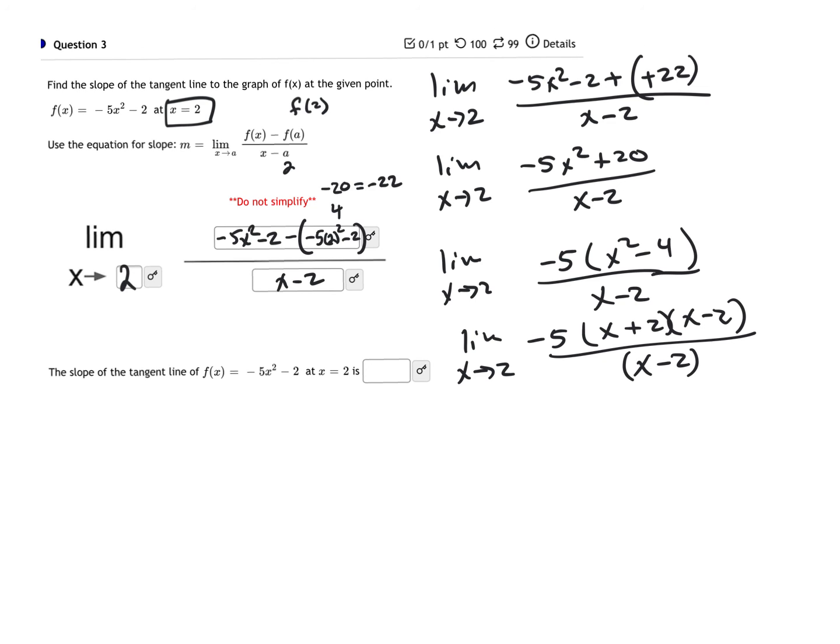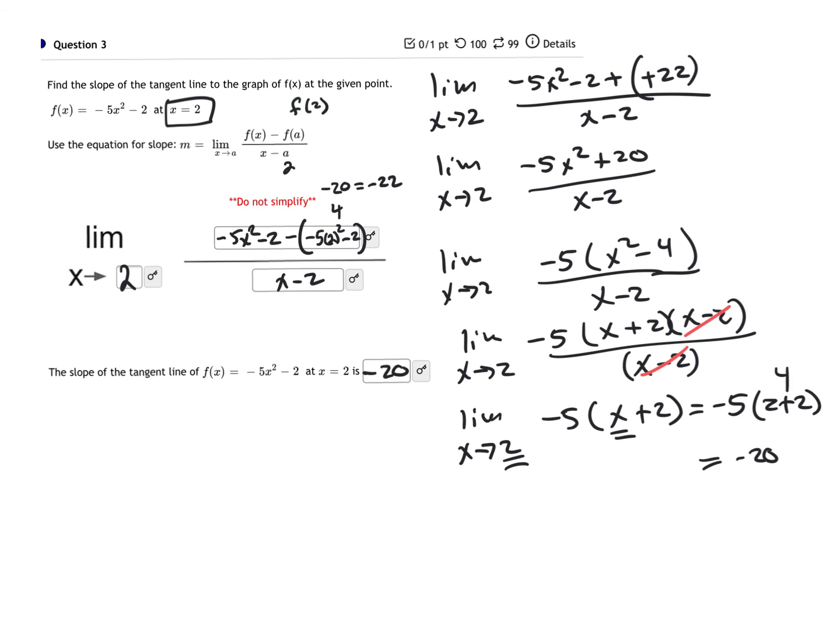So now I can cancel out my x minus 2's, and I'm left with the limit as x approaches 2 of negative 5 times x plus 2. Well, now I can just take that 2 and put it in place of x and see what I get. So negative 5 times 2 plus 2. Well, 2 plus 2 is 4, times negative 5 is a negative 20, and that is my answer.